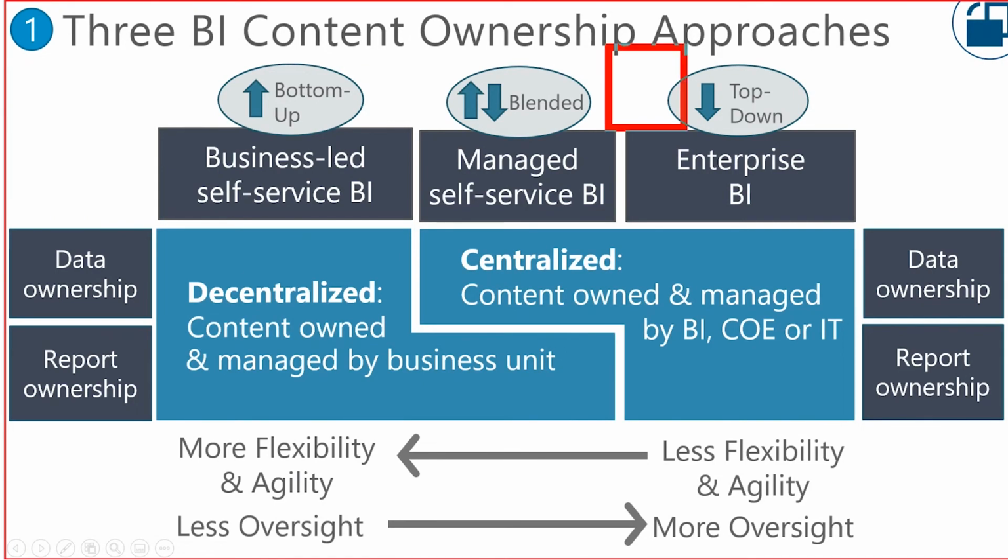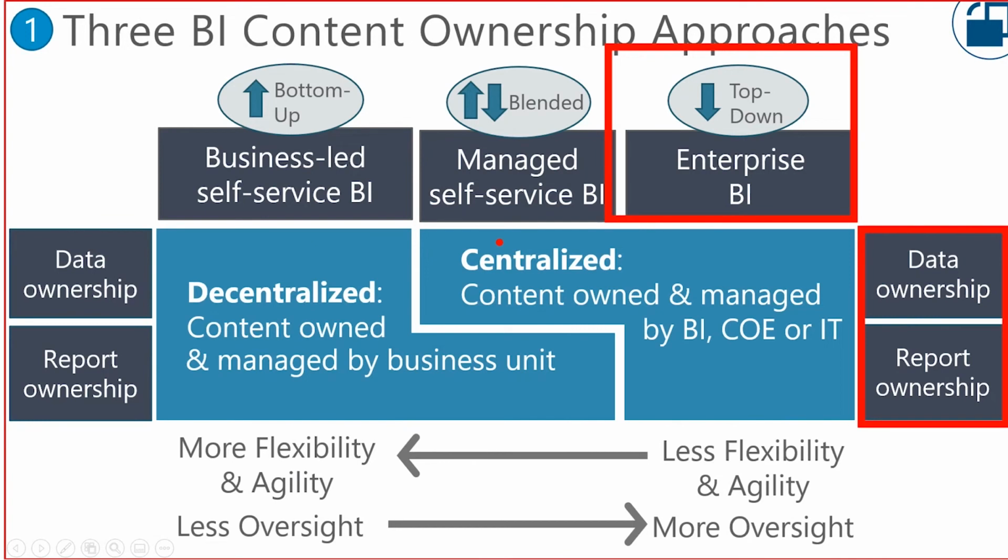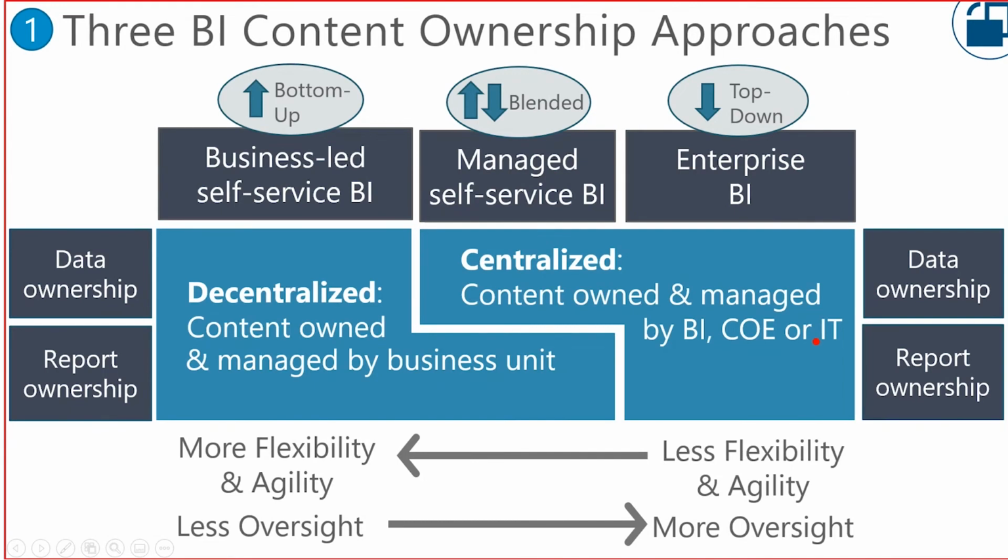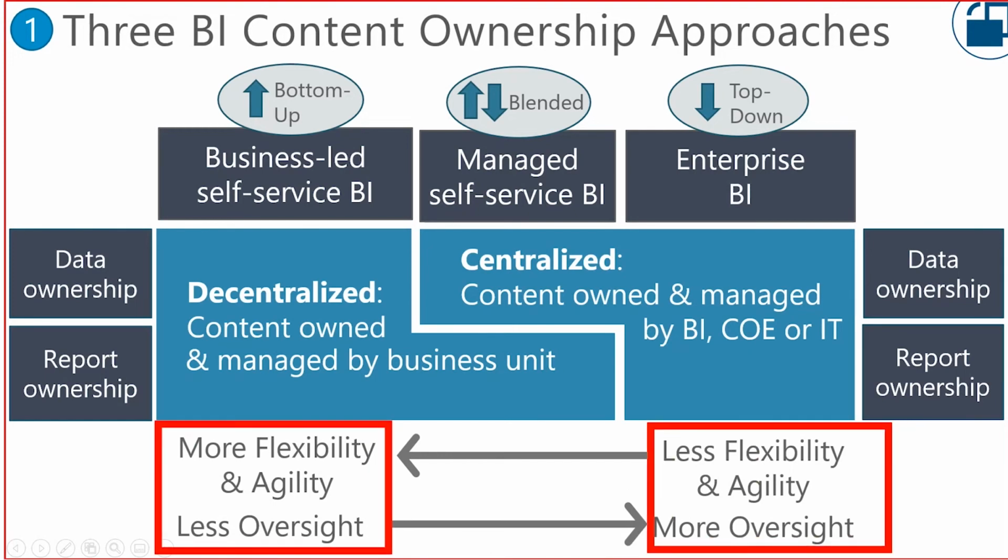All right, so on the flip side, on the right, we have enterprise BI. An enterprise team or a centralized team of some variety, might be the BI team, might be IT, whomever, I don't care. It's centrally being managed. So on the far left, that usually means we have more flexibility and less oversight. And on the far right, we have less flexibility because it's enterprise content and more oversight.